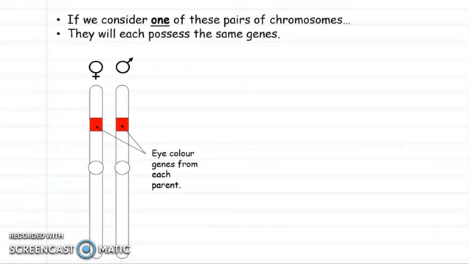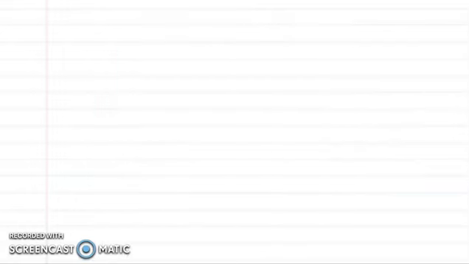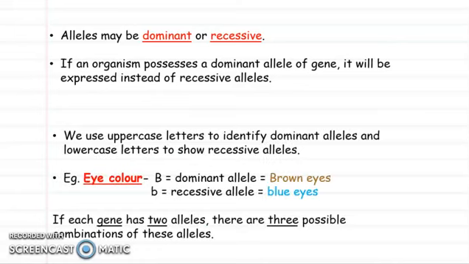Now let's consider, here's the location of the eye color gene from each parent. These eye color genes from each parent might be slightly different to each other, and we call these variants of a gene alleles. Alleles may be dominant or recessive. If an organism possesses a dominant allele of a gene, it will be expressed instead of recessive alleles.